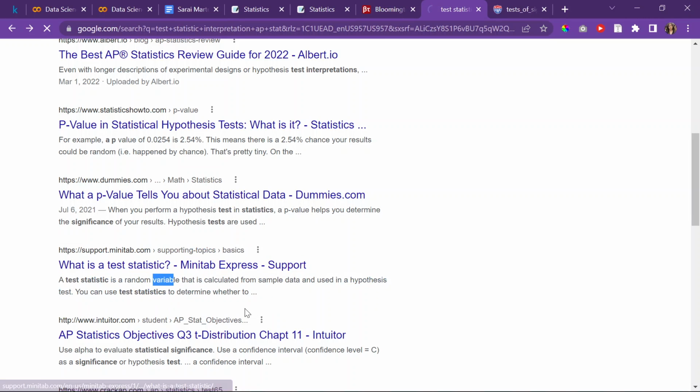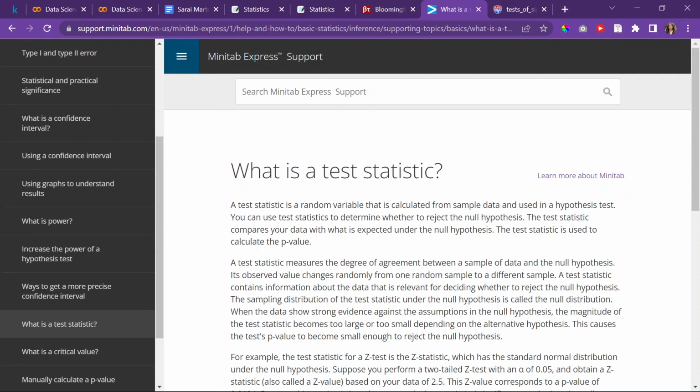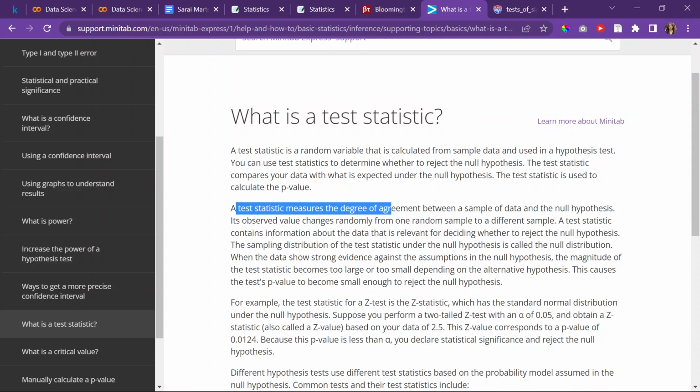You can use it to determine. A test statistic is a random variable that is calculated from sample data and used in a hypothesis test. You can use test statistics to determine whether to reject the null hypotheses. The test statistic compares your data with what is expected under the null hypotheses. The test statistic is used to calculate the p-value. A test statistic measures the degree of agreement between a sample of data and the null hypotheses. Okay, I think the answer's in that sentence. I just have to really understand that sentence.